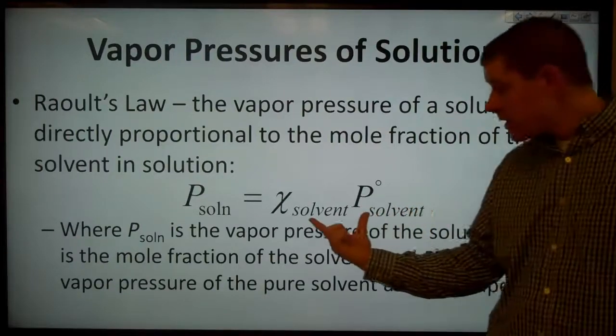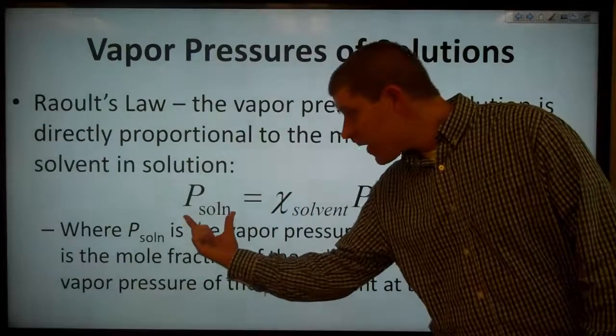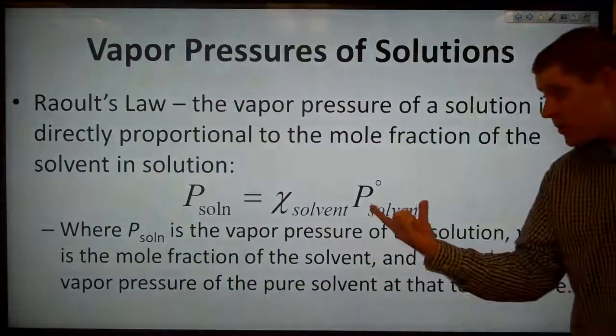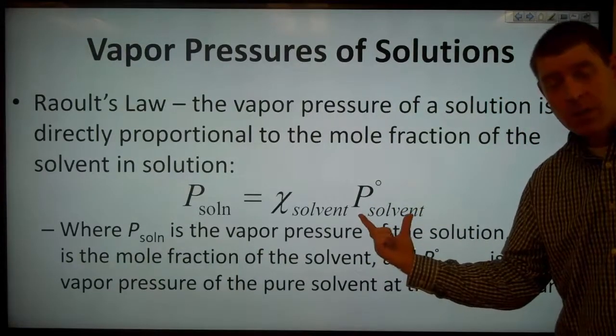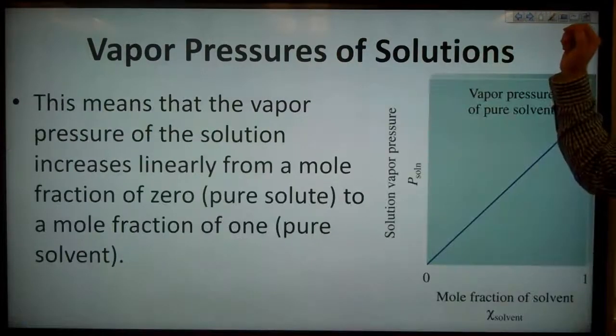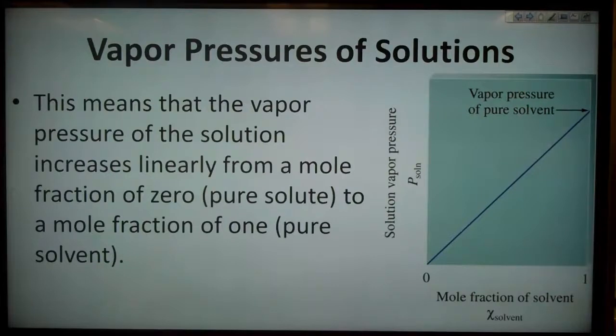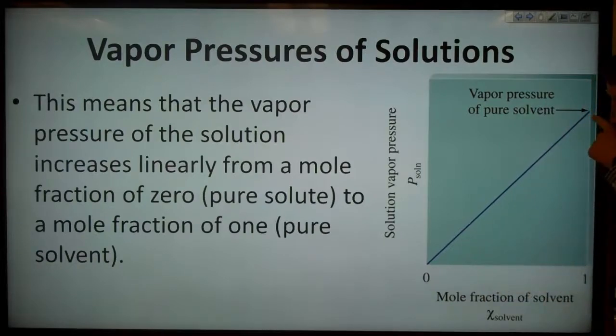So you can see that the mole fraction is always between 0 and 1. That means that this value has to always be somewhere between 0 and this value. It can't ever be higher. It must be lower if there's any solute around at all. So this means that the vapor pressure of the solution increases linearly from a mole fraction of 0, so pure solute, to a mole fraction of 1, so pure solvent. And it increases linearly between there. That's what Raoult's law says.